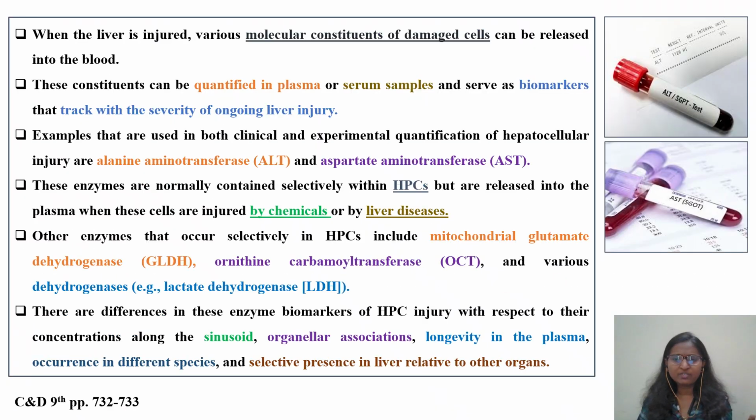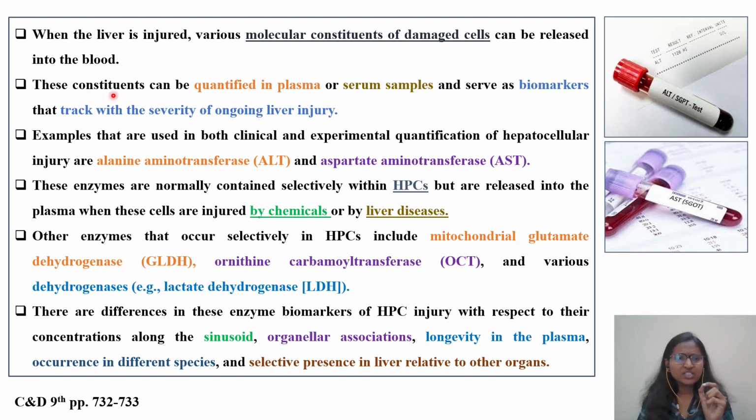Let's see what we have in our next slides. So we have taken this particular text from page number 732 and 733. You can read here or you can go back to the textbook and refer. When the liver is injured, various molecular constituents of the damaged cells are released. So liver cells are there. Once there is damage to the liver cell, some of the components from these cells will be released into your blood. So molecular constituents of these damaged cells can be released into the blood.